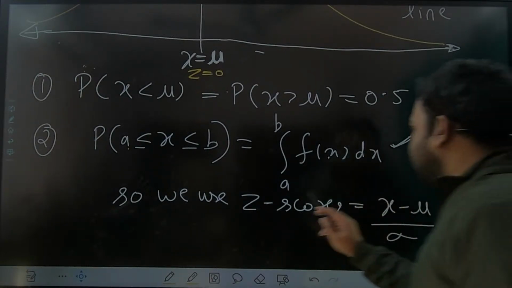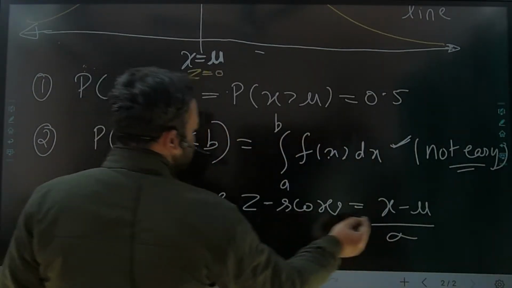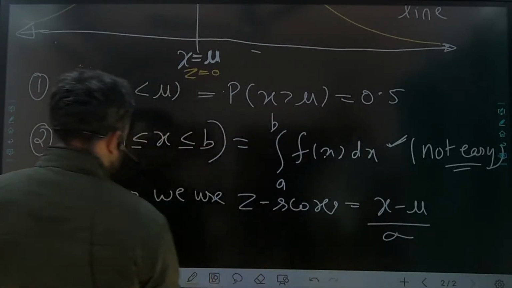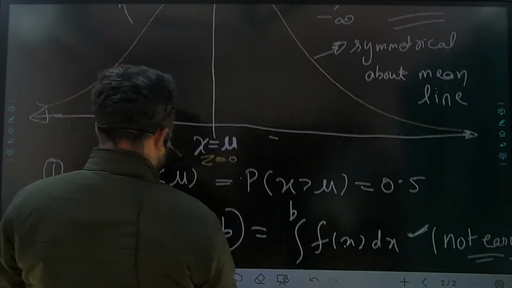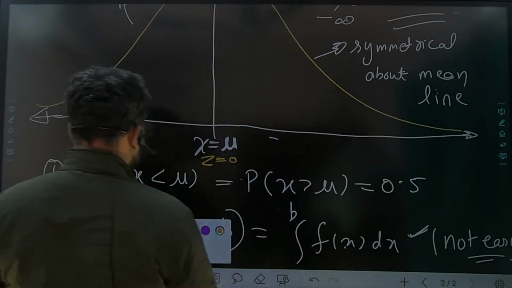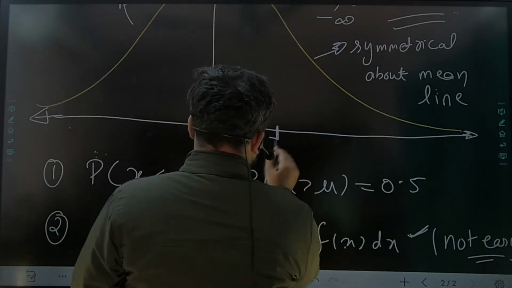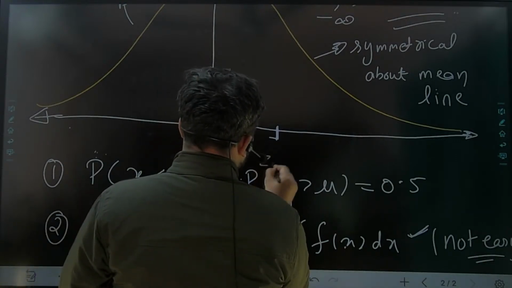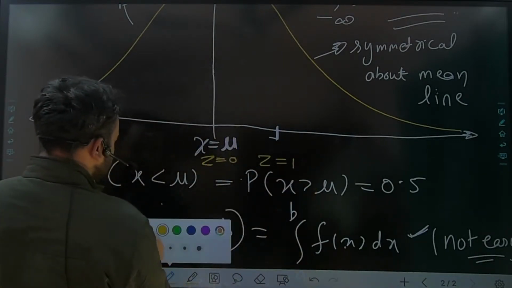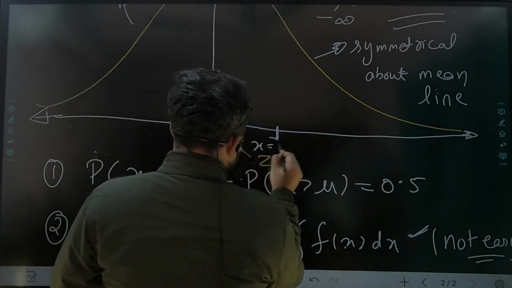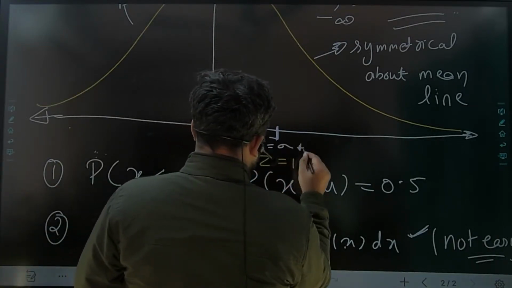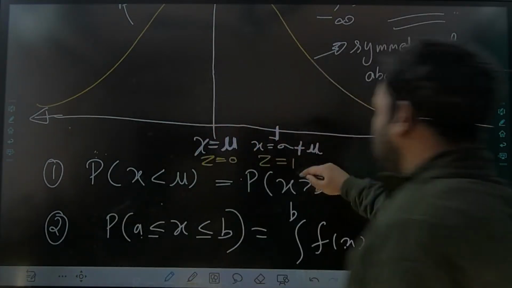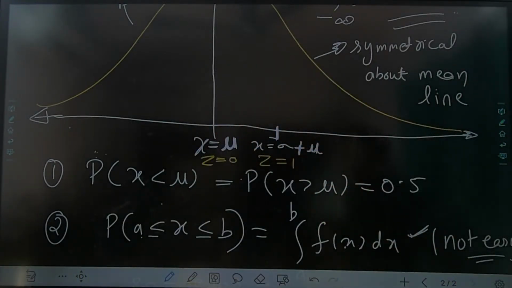Now, if you take z score is equal to 1, then what is the x value? If you put z score is equal to 1, the x value will be equal to sigma plus mu, right? So here I'm getting one z value. Here is z is equal to 1. When z is equal to 1, the x value is equal to sigma plus mu. So z is equal to 1 corresponds to this value, sigma plus mu.